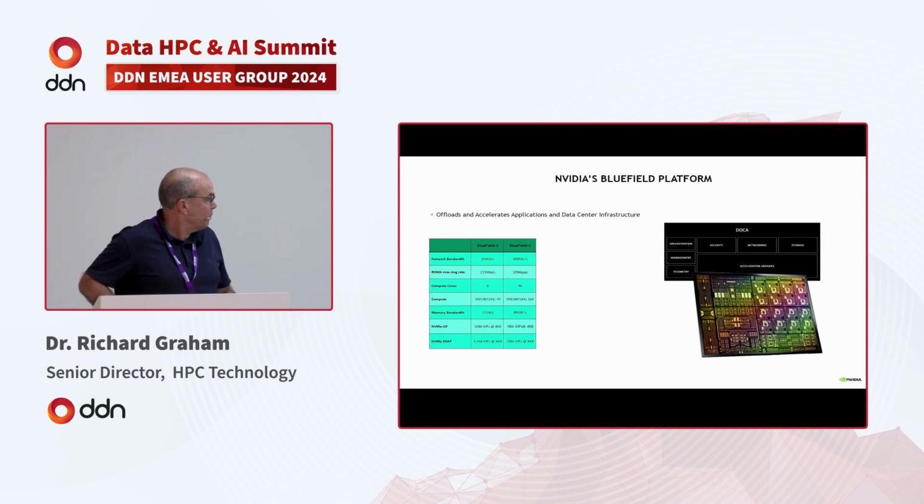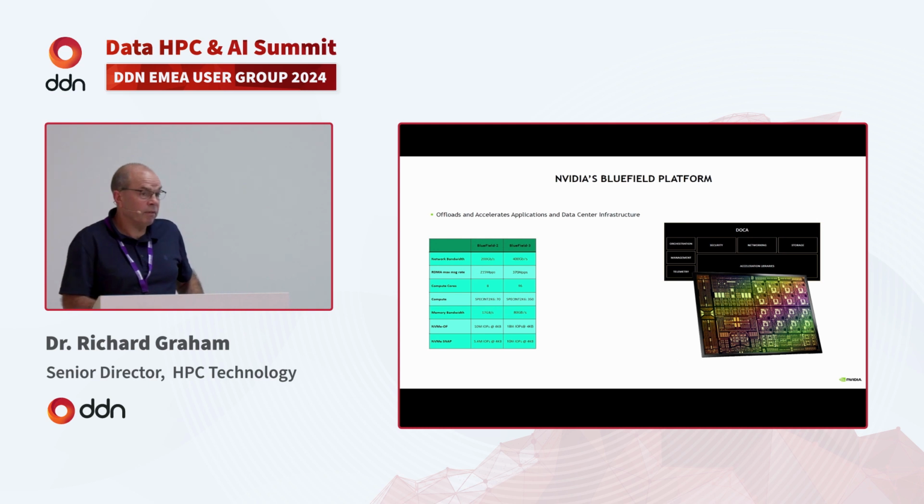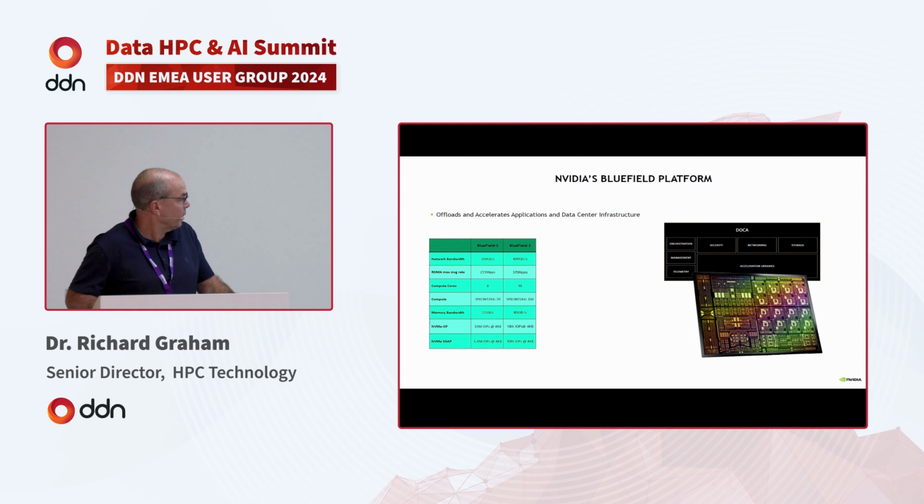Computational capabilities have increased significantly by a factor of 5. Memory bandwidth has increased again by about a factor of 5, which is very significant. Because that means with BlueField 3, you can actually saturate the network with data that's BlueField resident.